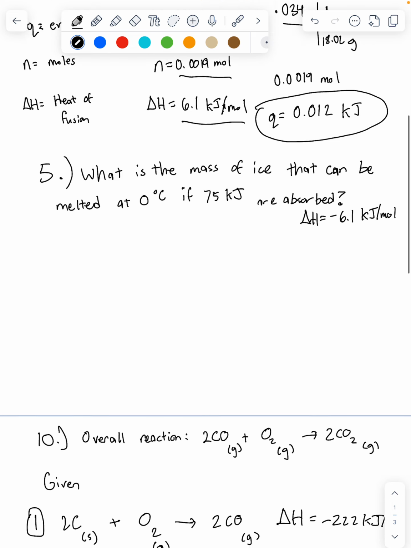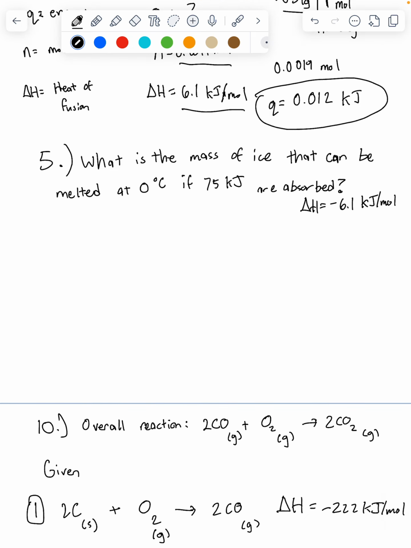Take a look at 5. Problem 5 is using the same equation. Q is equal to N times change of H. Still the same equation here, but we're starting from a different place and we're ending in a different place here. So we've got Q, N, and H.